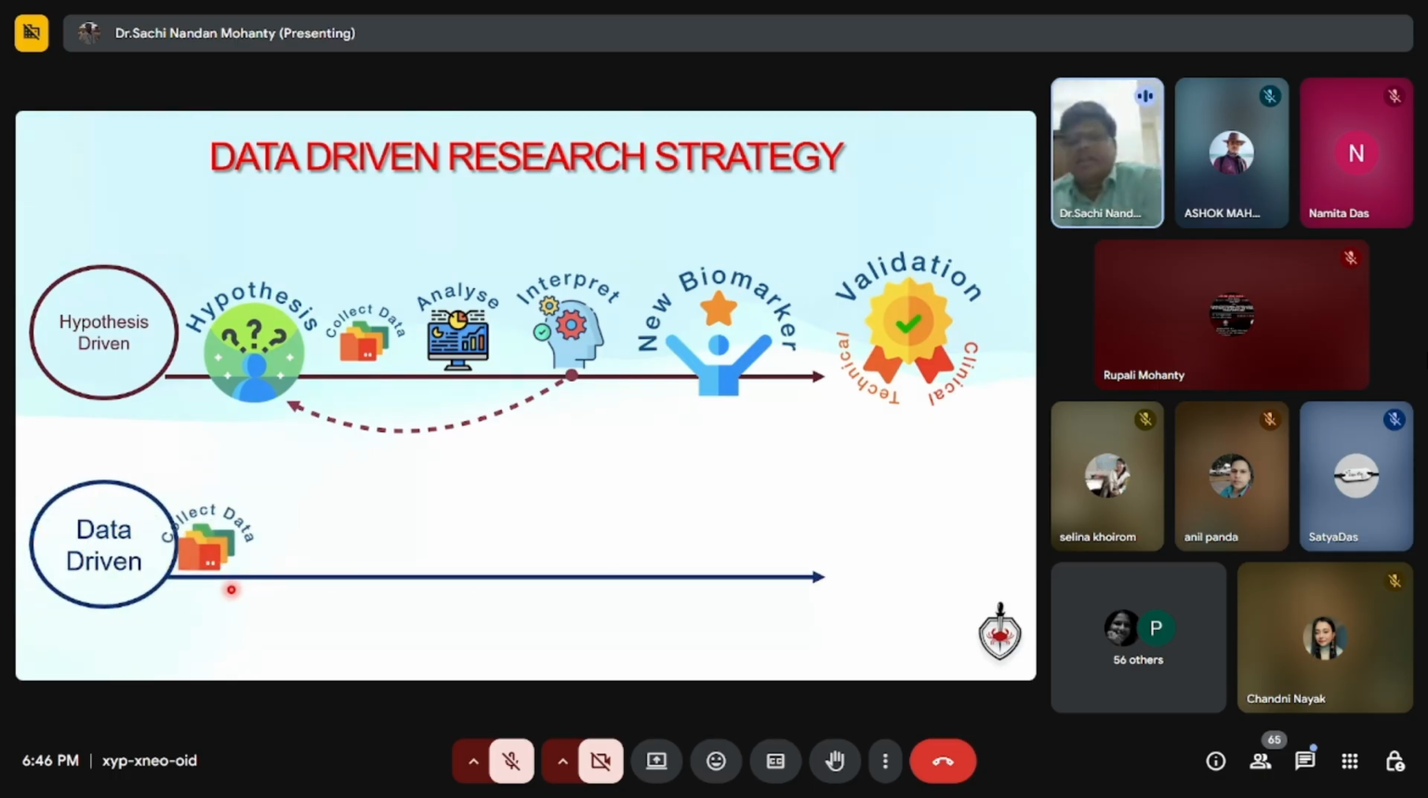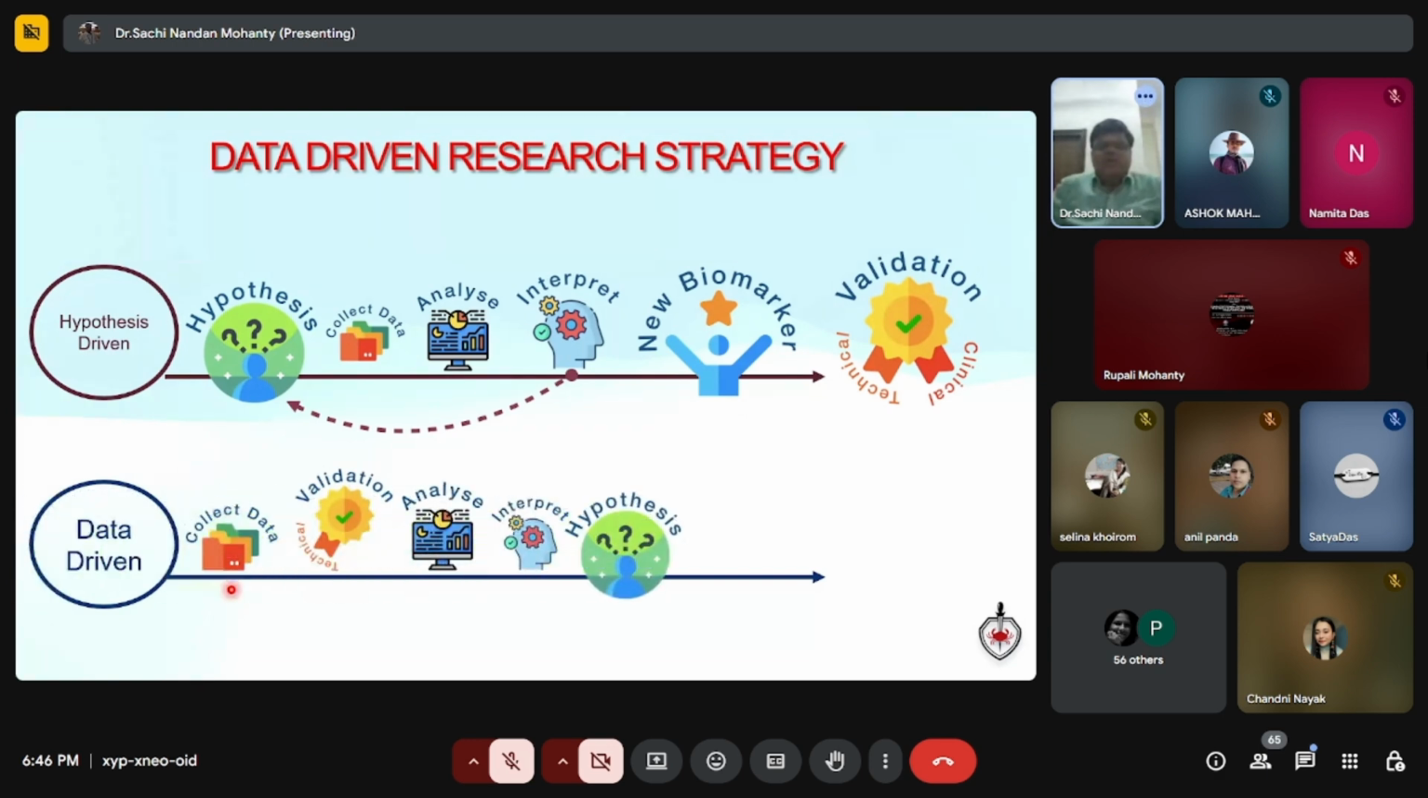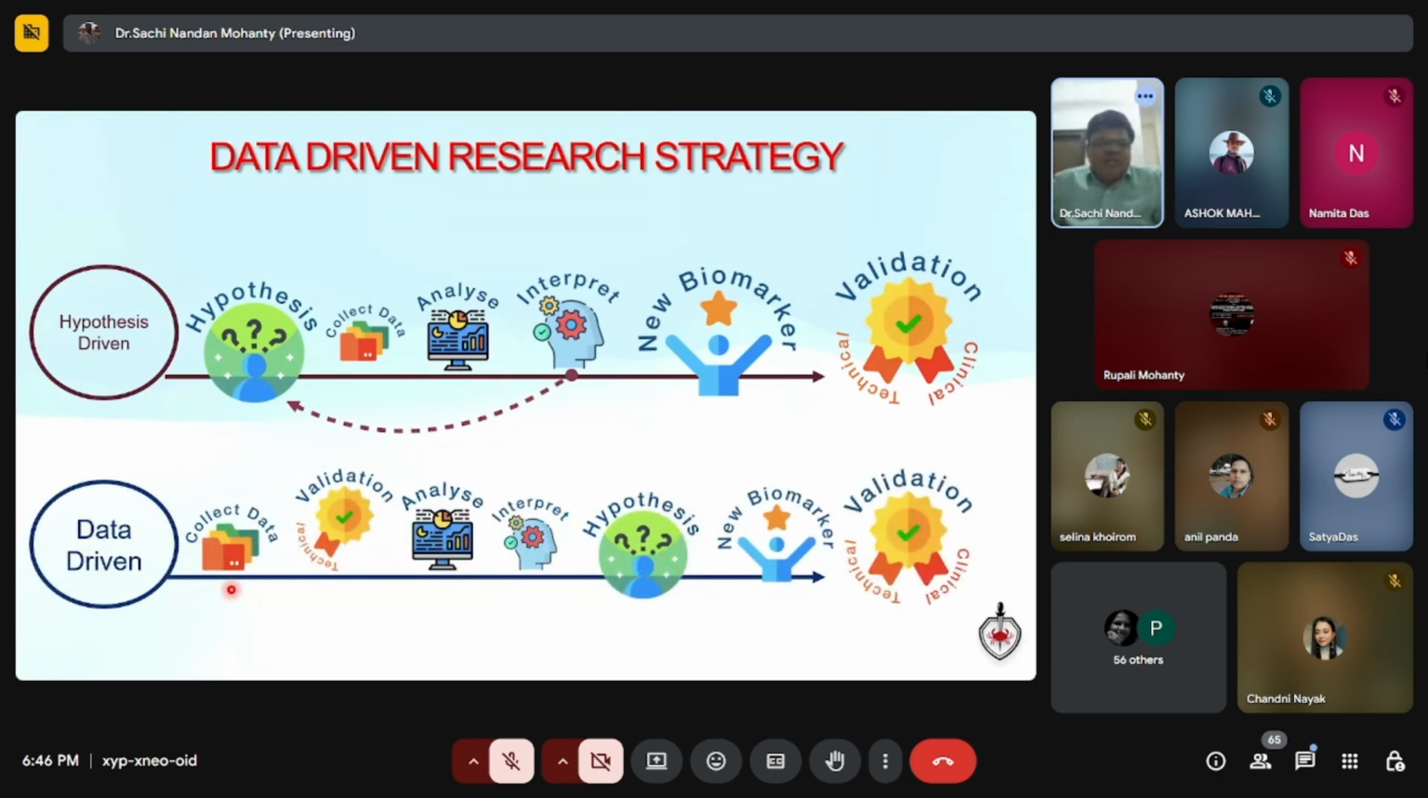Another is called data driven. As I already told you, in data driven research the hypothesis is not generated first. First you collect the data, then the data should be validated, then analysis, then interpretation, then you design the hypothesis. After that, a new biomarker and the validation will be done. So these are the two different approaches we can find in medical clinical decisions.